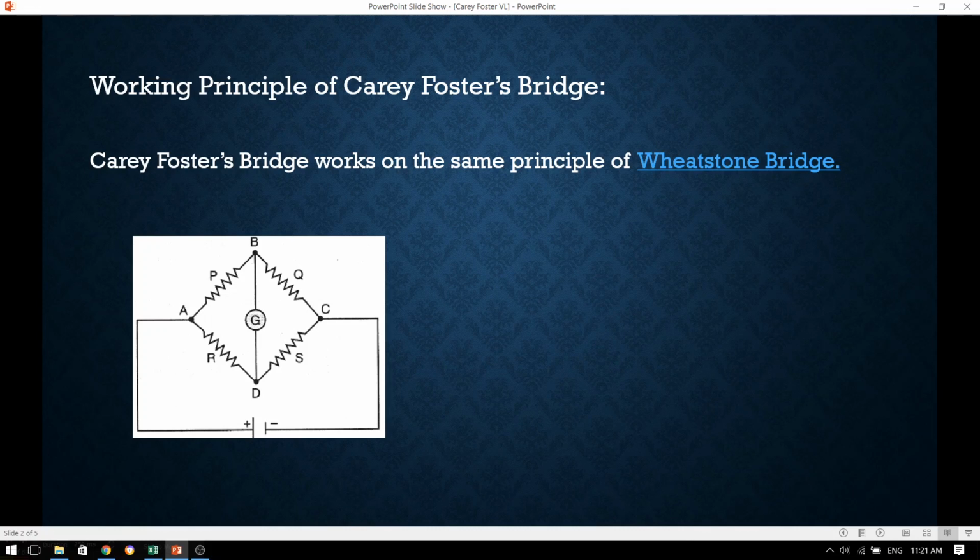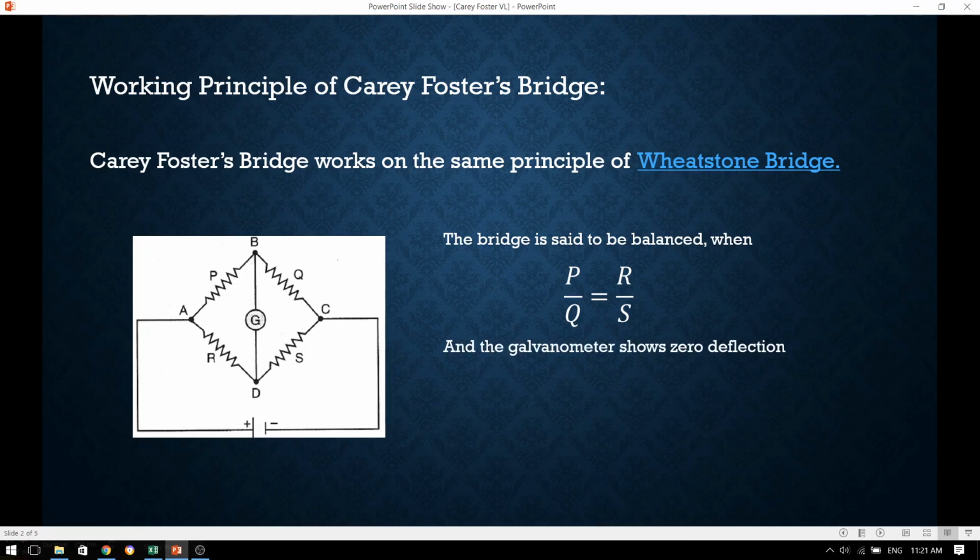Moving forward, this bridge is said to be in a balanced condition when the ratio of P by Q is exactly equal to the ratio of R by S. In this situation, when P by Q is equal to R by S, the galvanometer shows zero deflection, which means no current flows between the points, or you can say that the potential difference between them is zero.